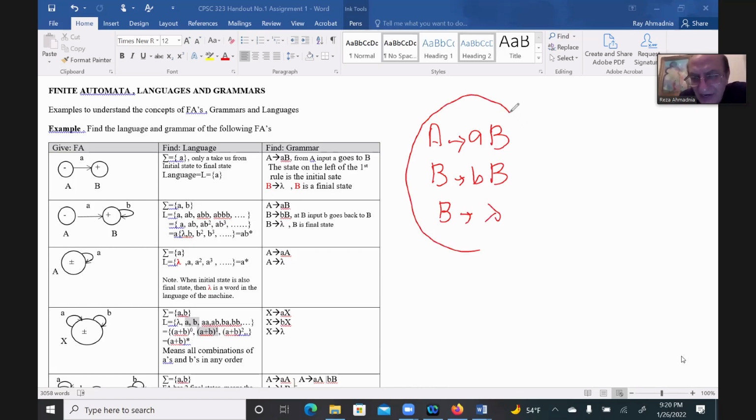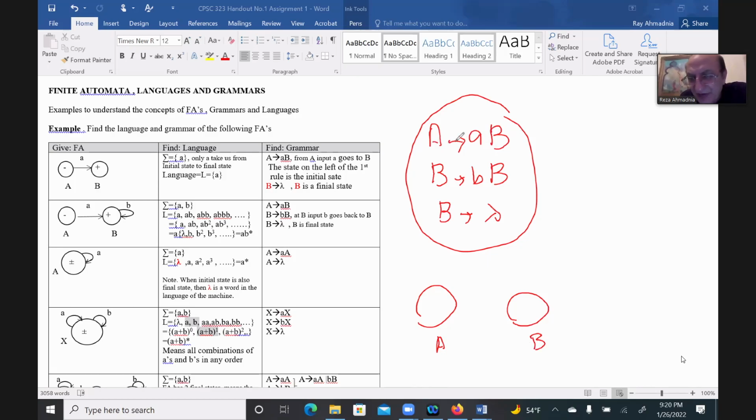Okay, I have the grammar. Can I construct the machine? I have to, because grammar represents the machine. How many states does the machine have? Look at the left-hand side: 2 states, A and B. So this is state A, and this one here is state B.